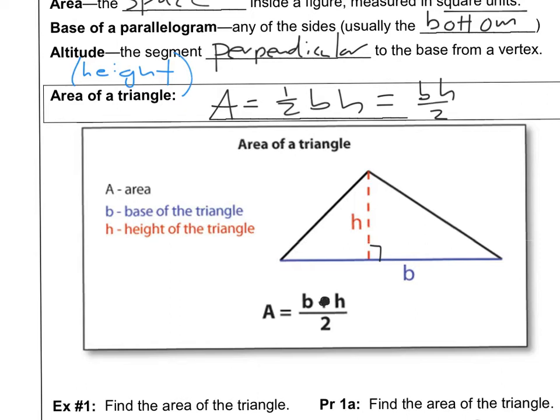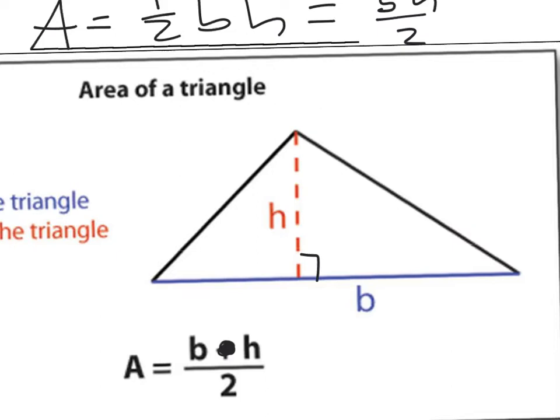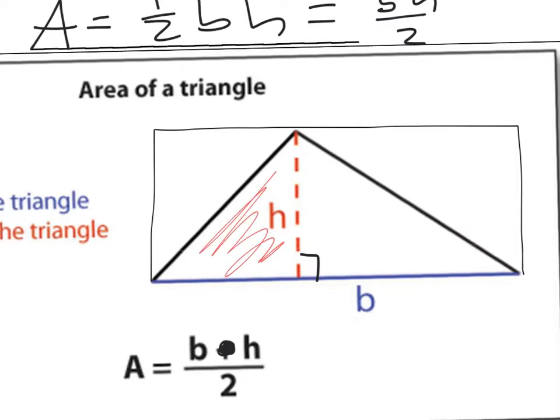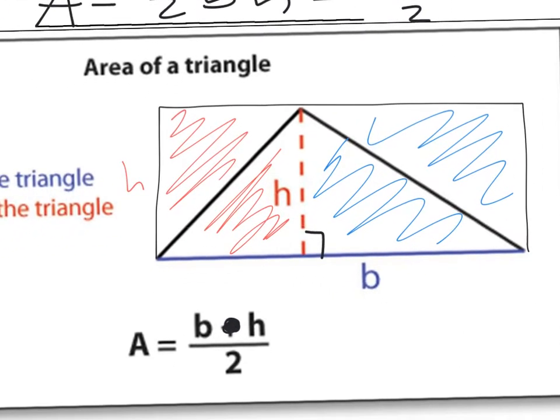Now I want to show you where that comes from real quick. That comes from the fact that we could make any triangle into a rectangle. If we made it into a rectangle, this triangle area would be exactly half of this area, and this triangle area would be exactly the same as this triangle area, right? So this area here represents half of this whole rectangle, and this area here represents half of this whole rectangle. In fact, this whole rectangle would still have a height of h. It would be base times height for the whole rectangle, right? So this triangle would be half of it. That's why we just divide by 2.